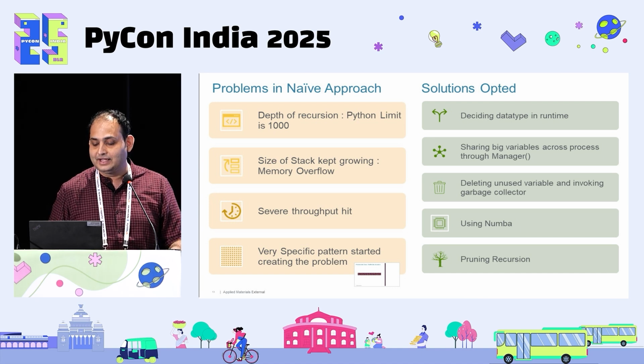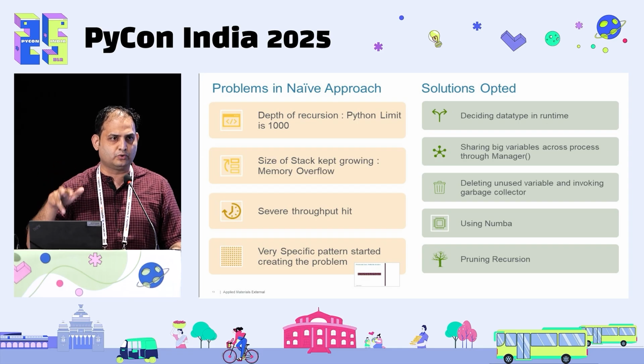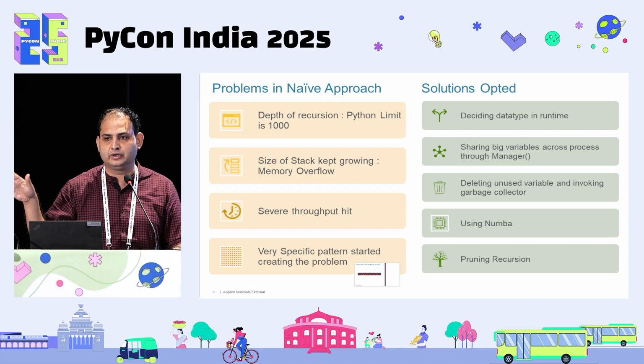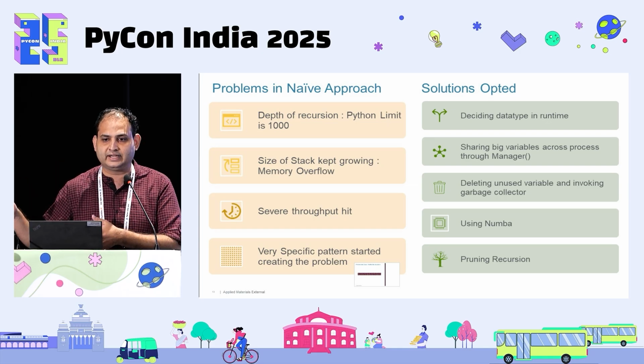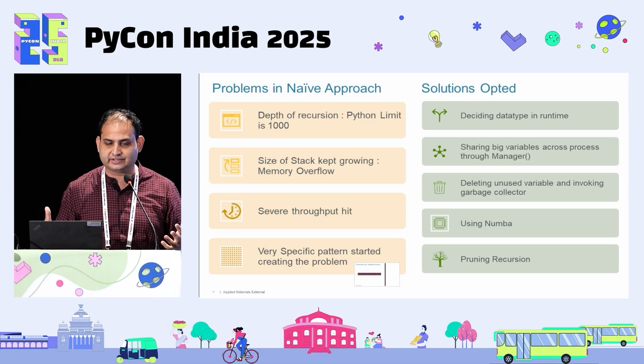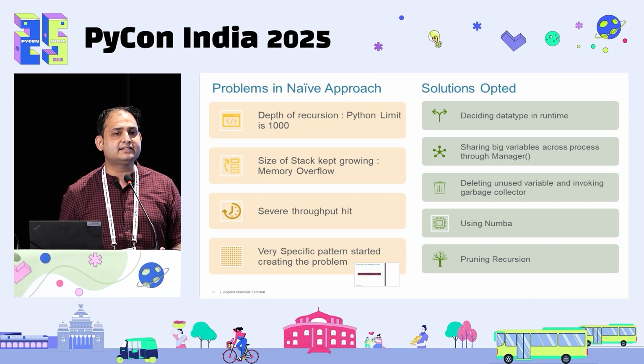Manager is the name. And then deleting unused variables and invoking the garbage collector. I think there was a very good talk today by Puneet and Jitu in track 2 and track 3 about this. I won't go into detail. It can be a talk in itself, that I can explicitly call the garbage collector if required, if my process is something like that. Another is using Numba.